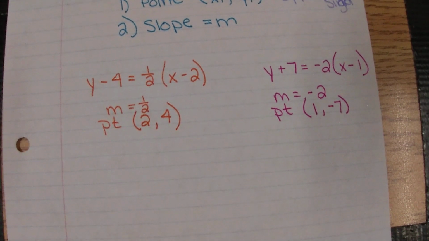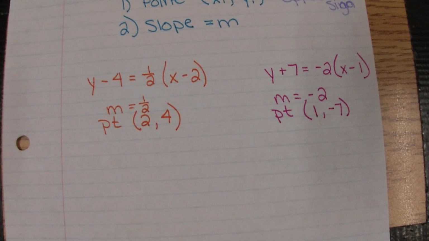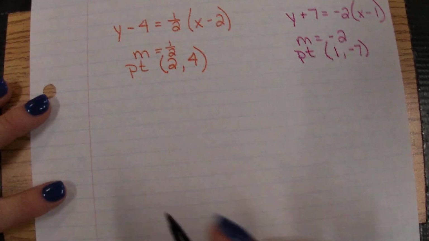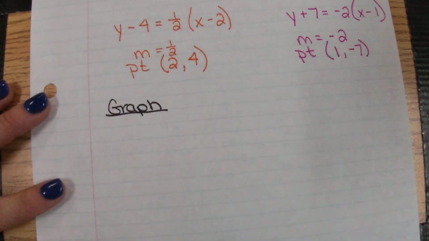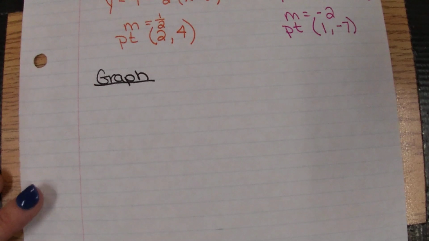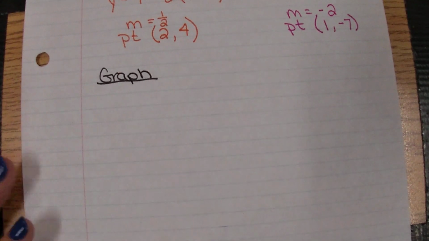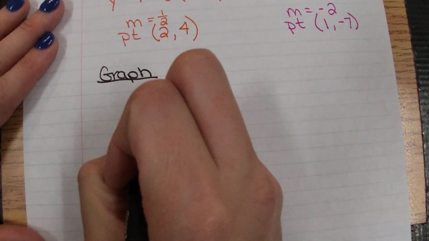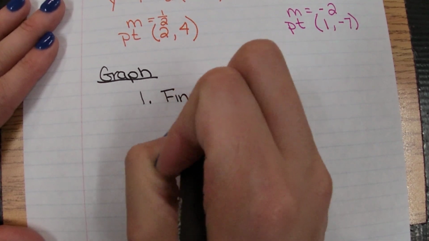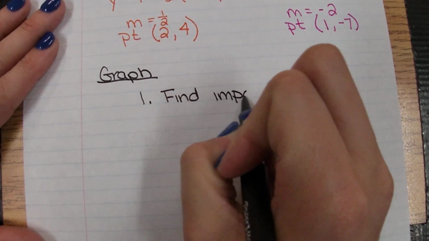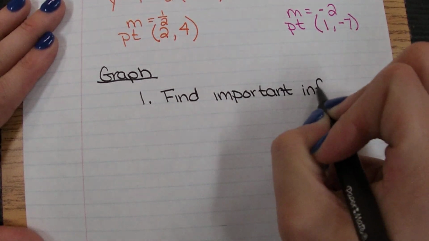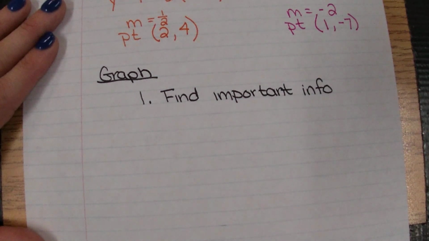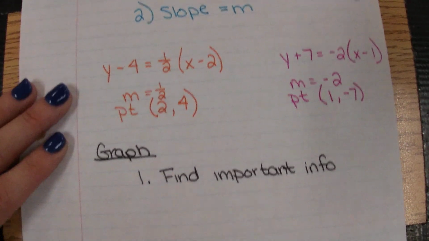Okay? Now, once we have that information, we can then graph this. So to graph in point slope form, it's going to be almost exactly the same as graphing in slope-intercept form, which is what we looked at yesterday. Okay, the first thing is we're going to find the important information, right? We're going to find the point and the slope, which we've already done up here.